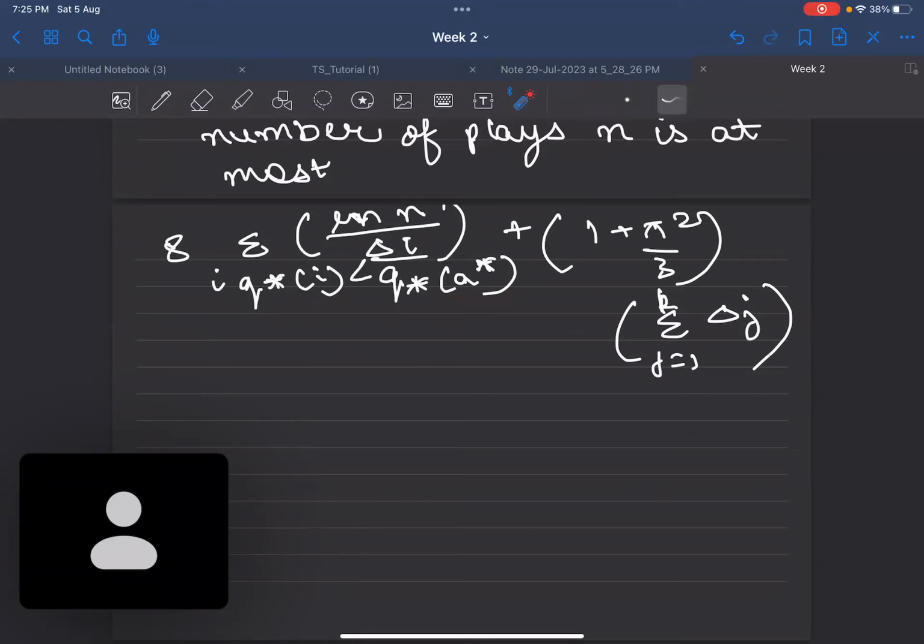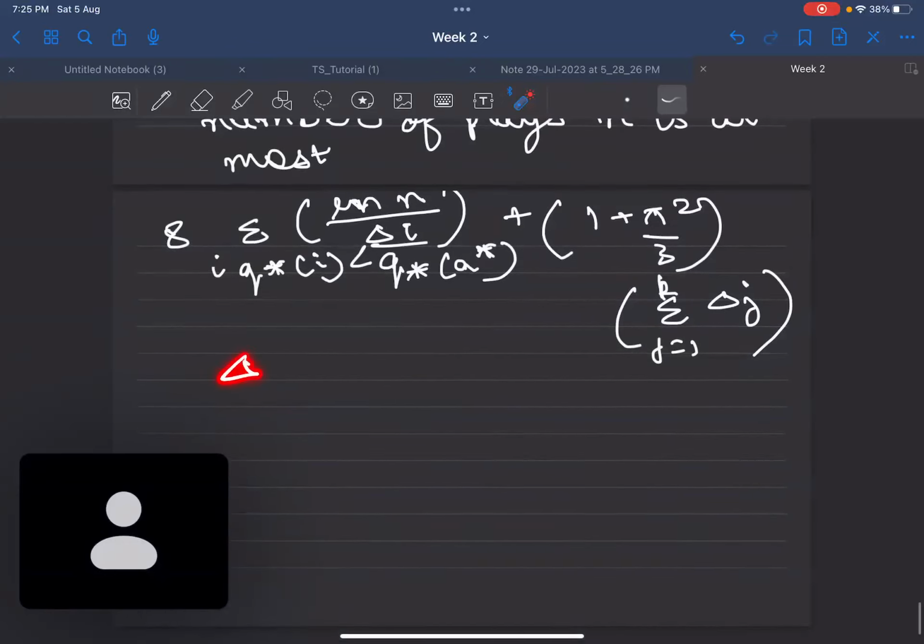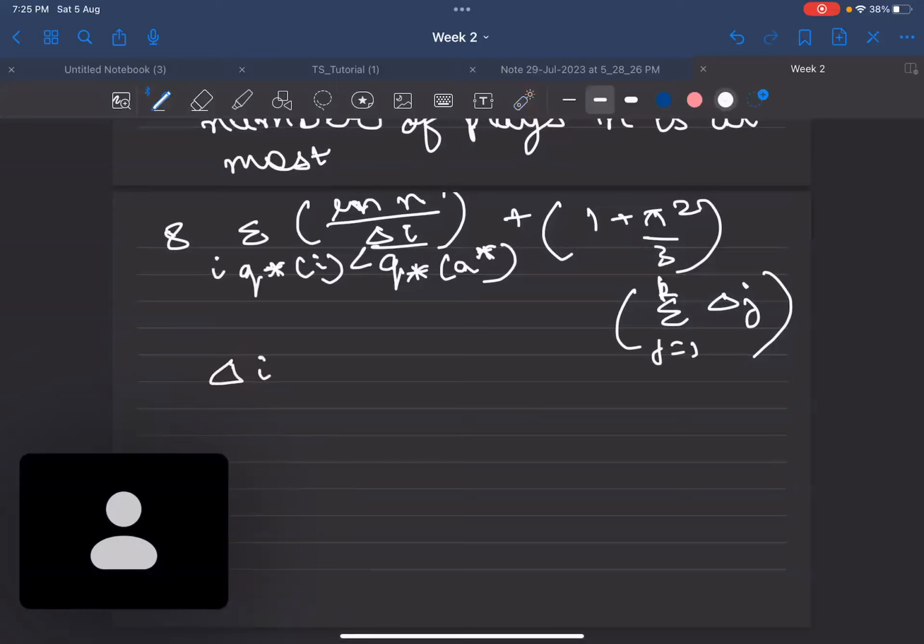What is A star? It is the true arm, I can say, the optimal arm. Yes. I is the arm which we have chosen. So what is this delta I? Q star of A star minus Q star of I.